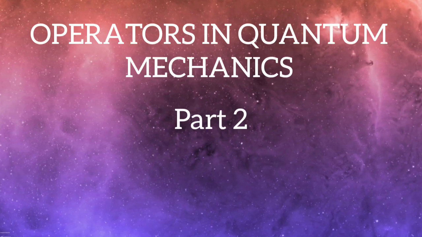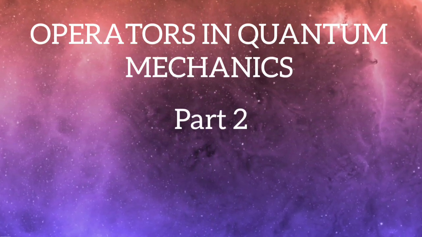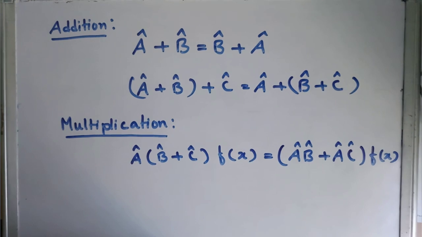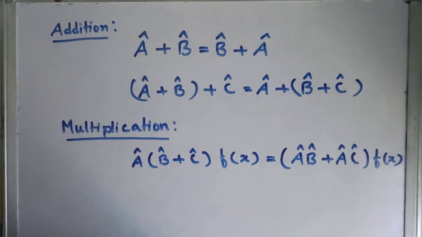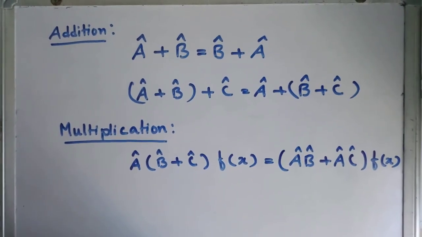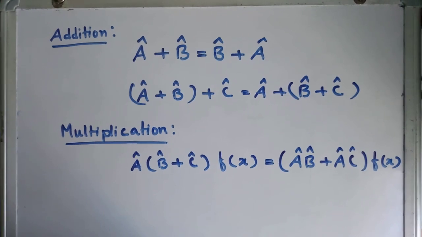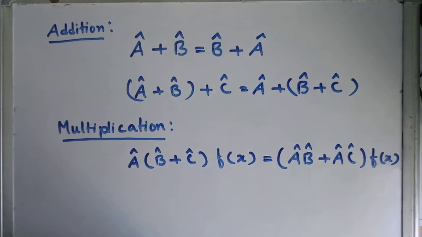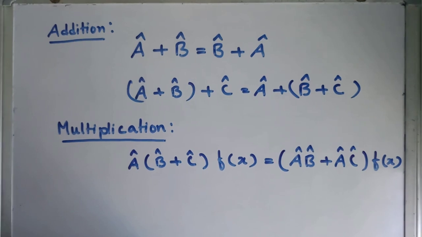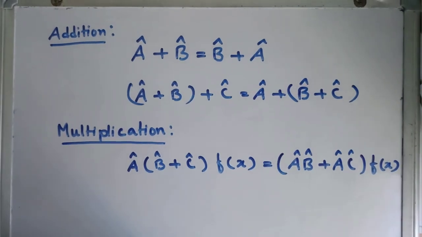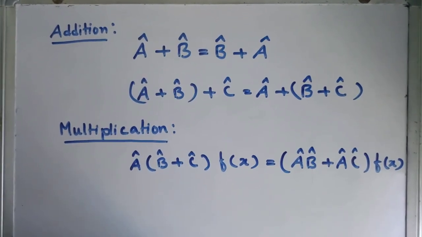Let's begin the second part of the operators in quantum mechanics. Let's see some properties of operators. As you have seen, in case of addition, both commutative and associative law is followed by operators.